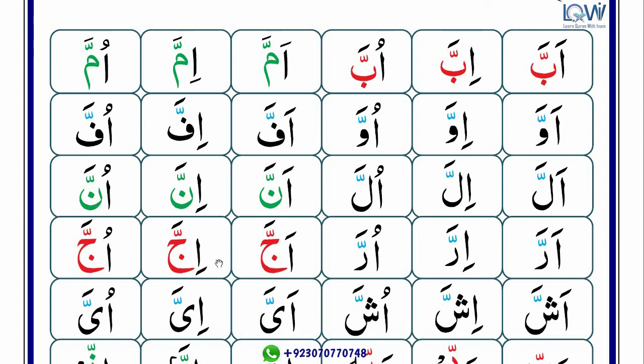Next letter is Ra. We will read this line without spell. Arra, Irra, Urra. Next letter is Jim. Kalkala Mushaddad letter. Ajja, Ijja, Ujja.